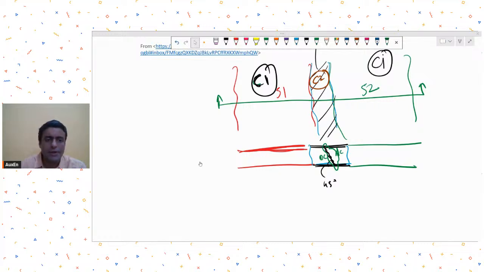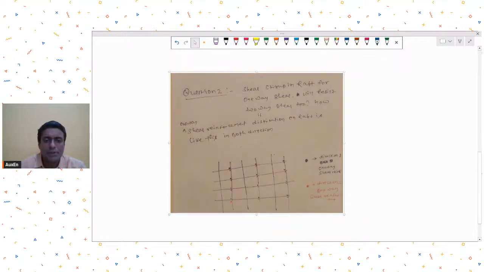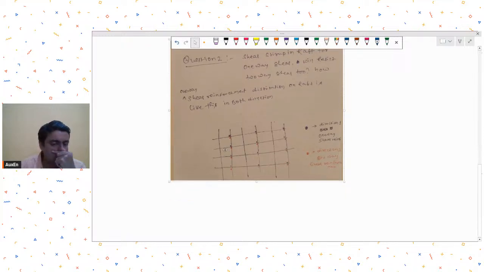All right. His next question is, and he has written it on a piece of paper and shared it, so I'll put that image. I hope this question is visible: shear stirrups in raft for one-way shear will resist two-way shear also? How does one-way shear reinforcement distribution on raft look, like this in both directions?